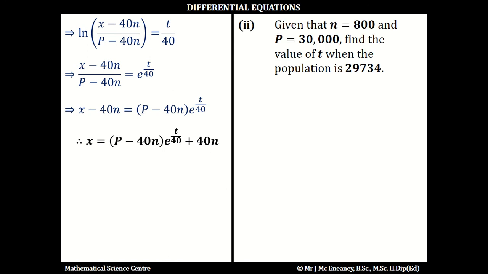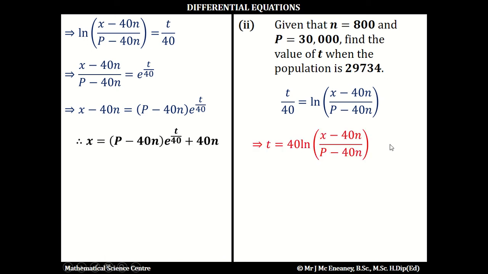In part 2 then, if n is 800 and p is 30,000, find the value of t when the population is 29,735. Now if we're looking to find a value for p, or a value for t, we could use this equation, but it would be easier to use this equation here. So t over 40 is the ln of (x minus 40n) over (p minus 40n). We know that n is 800 and the p value is 30,000, and the population x is going to be 29,734.